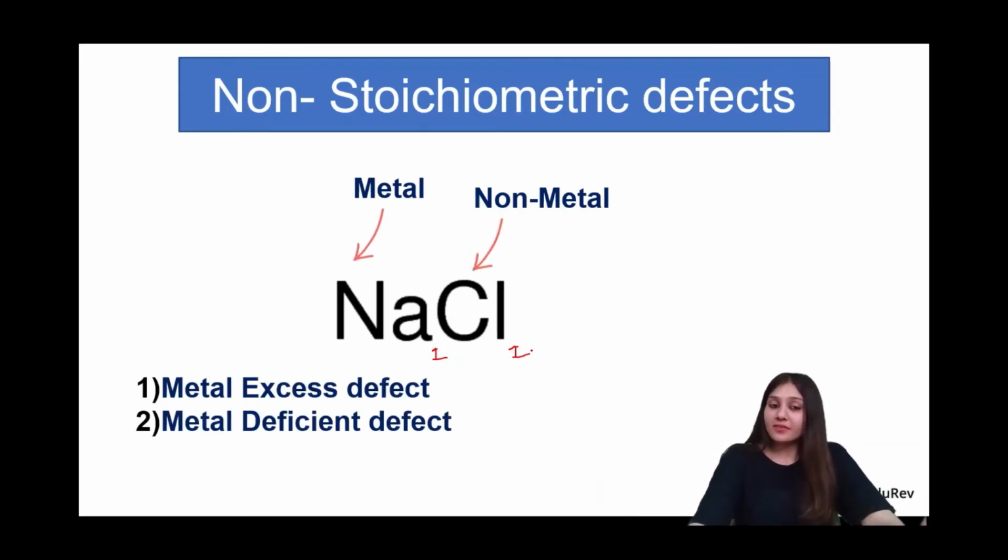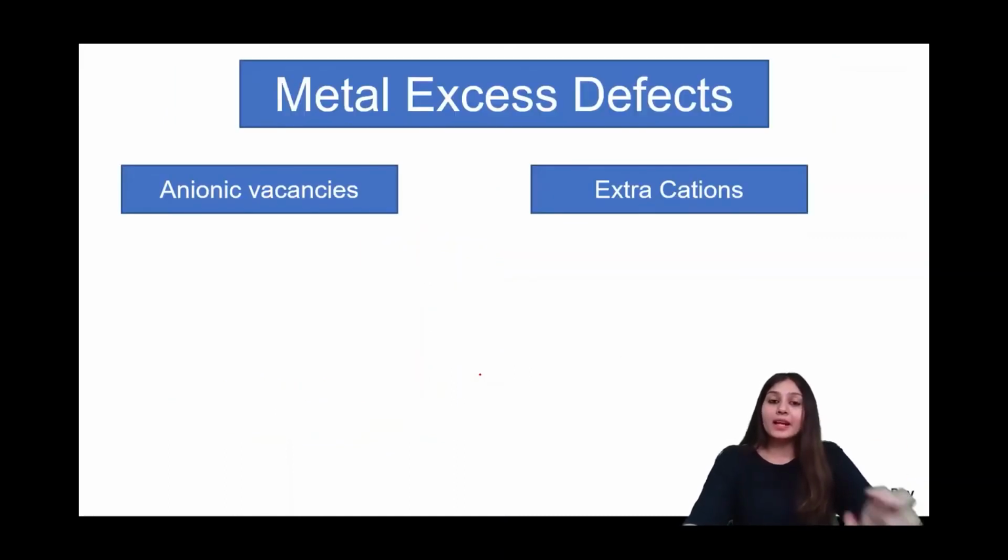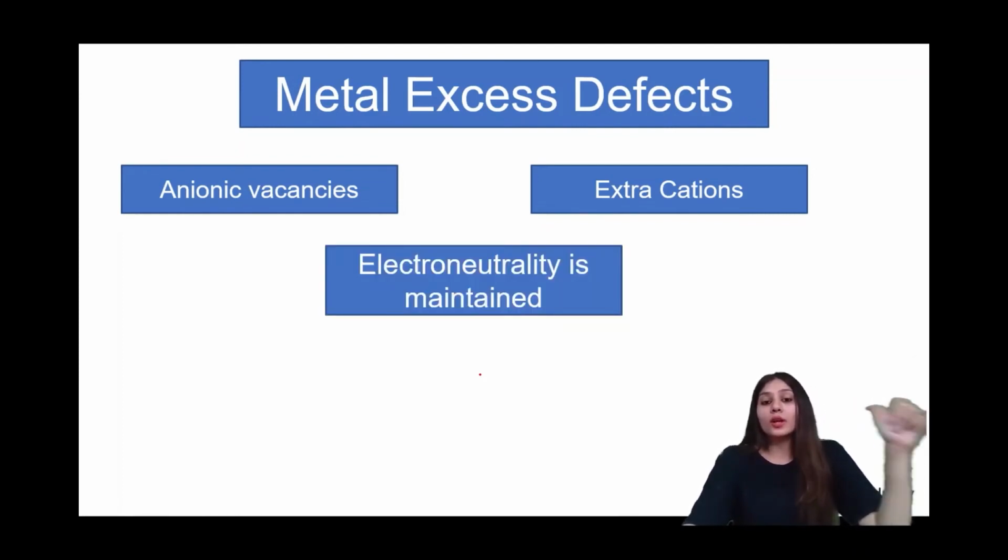Now, these defects can be of 2 types. Either the metal can be in excess, okay, in this case it is 1:1, but maybe it is higher than 1, so it is going to be metal excess, or it is metal deficient. In this case, maybe it is going to be less than 1 and Cl is going to be 1, so that's a metal deficient defect. Okay, let's talk about the metal excess defects. Metal excess defects can also be of 2 types. One is anionic vacancies. If anions are going to be less, of course metal is going to be high, right? So that is going to be one case. And second is extra cations. Of course, if cations are going to be high, it means metal is high. Okay, so again the main rule is followed. Electroneutrality always has to be maintained no matter what.